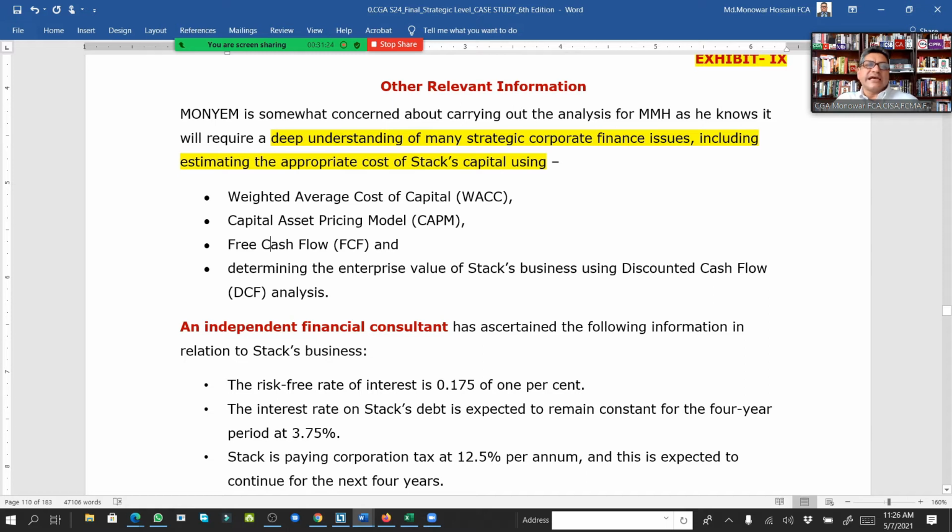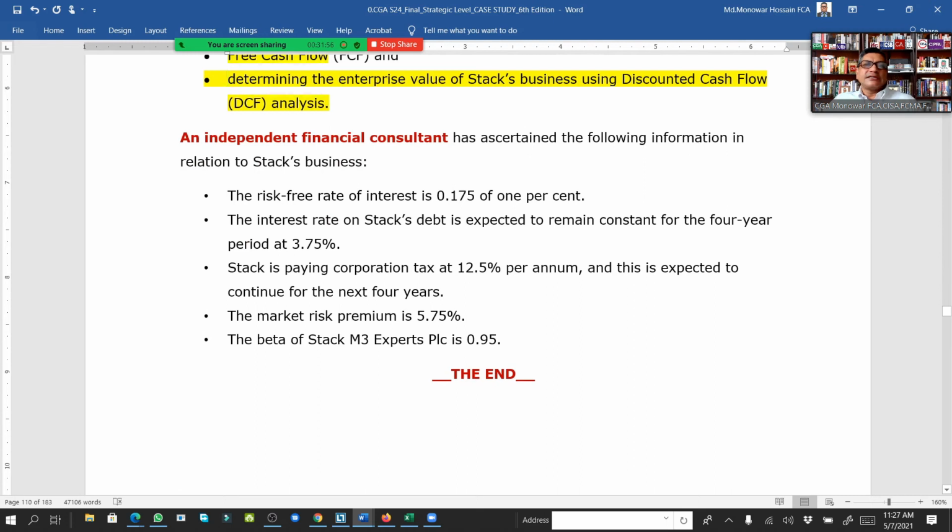Free cash flow is when you have commitments for fixed assets and other expenses; if you deduct that commitment from the cash flow, it is called the free cash flow. So cash with no obligation is called the free cash flow. Free cash flow is used in determining the enterprise value of the business using discounted cash flow (DCF) analysis. And the last: an independent financial consultant has ascertained the following information in relation to the tax business.